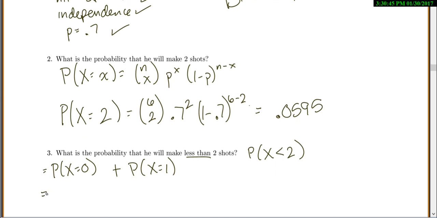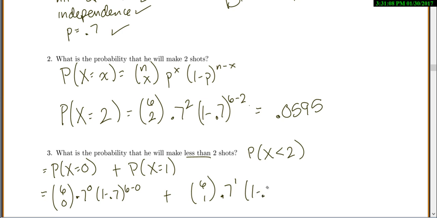So we'll just go ahead and plug these numbers back into our formula. First we'll have 6 choose 0 times 0.7 to the power of 0, because I need 0 of them, and 1 minus 0.7 to the 6 minus 0. Plus, and then I'll do a 6 choose 1 for probability x equals 1, 0.7 to the 1, and 1 minus 0.7 to the 6 minus 1.